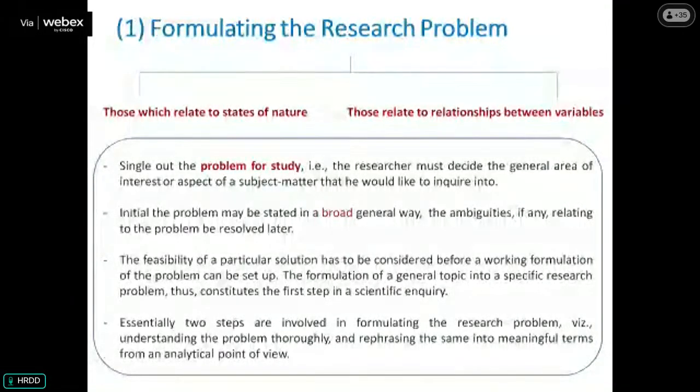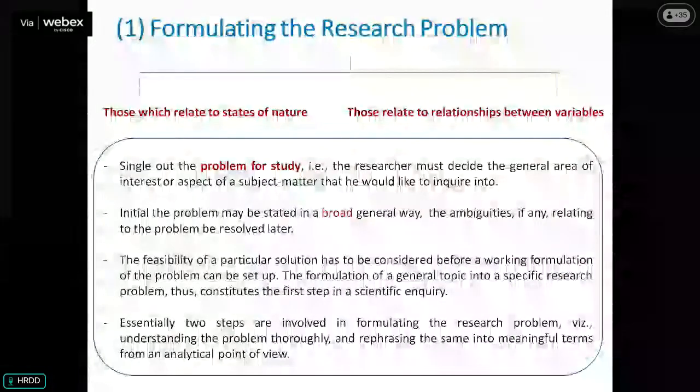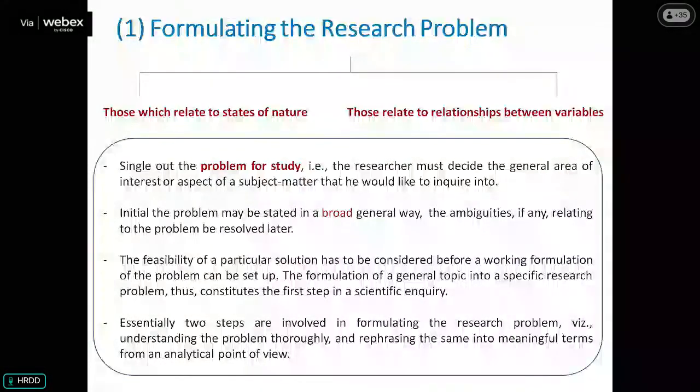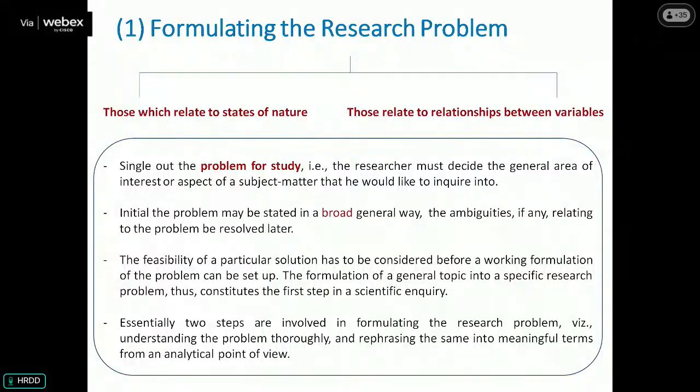So, formulating the research problem. How will we formulate the problem? There are two types: those which relate to states of nature, and those which relate to relations between variables. Then, single out the problem for study, that is, the researcher must decide the general area of interest or aspect of a subject matter that he would like to inquire into. So you have to single out the problem.